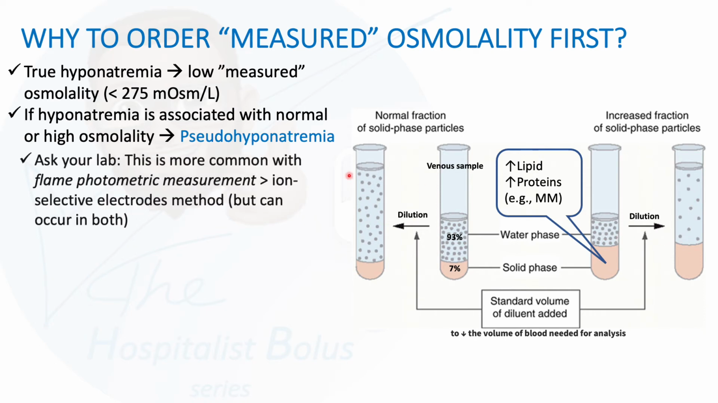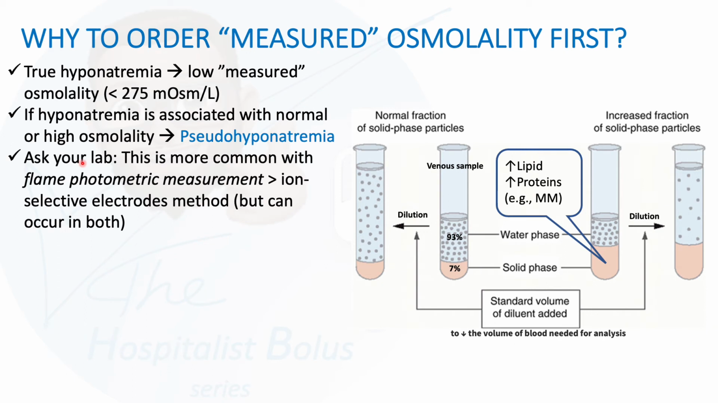So if you're suspecting that, then you can ask the lab to see if they do the flame photometric measurement. This is more commonly associated with pseudohyponatremia if the lab measures sodium with this specific maneuver compared to the ion selective electrode method. This is basically a specific method that the lab will know. It uses some language that the lab can understand when you're talking about it.